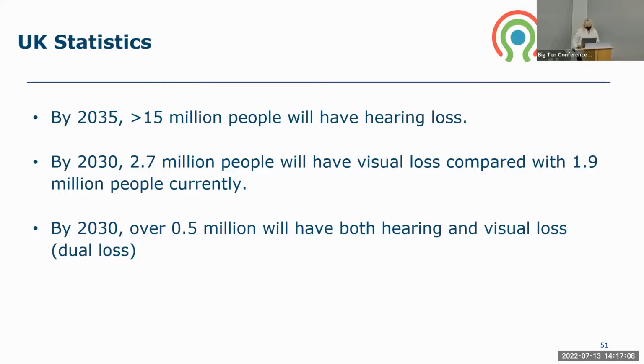In particular, for the sensory loss statistics for the UK population, we're looking at 15 million with hearing loss, and just under 3 million with visual impairment, and it's increasing year by year.